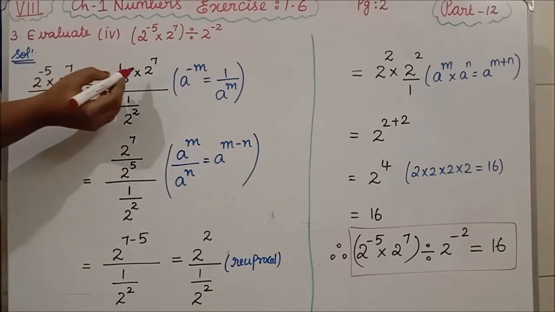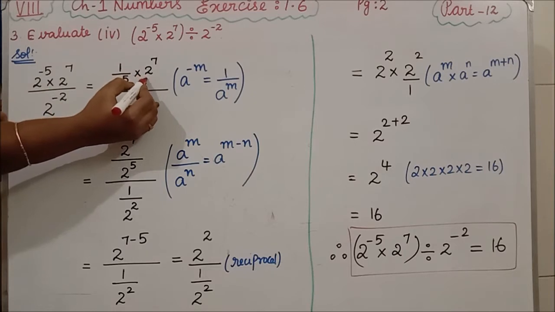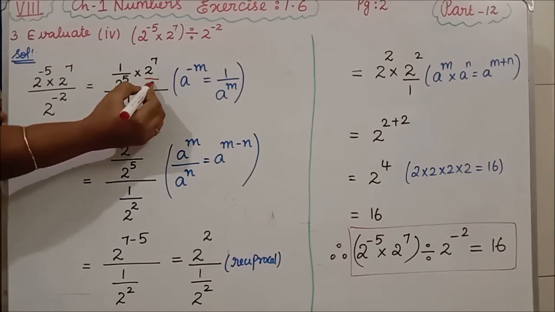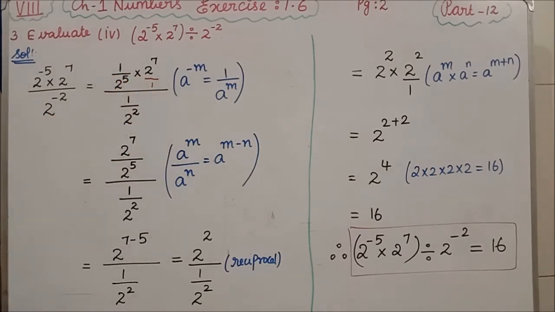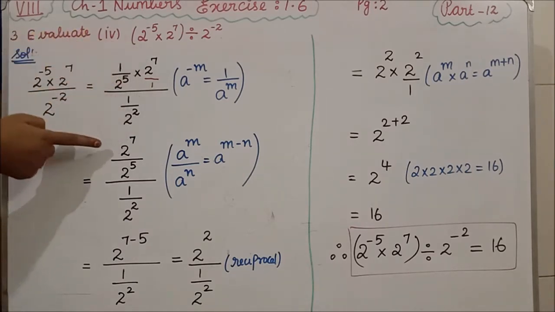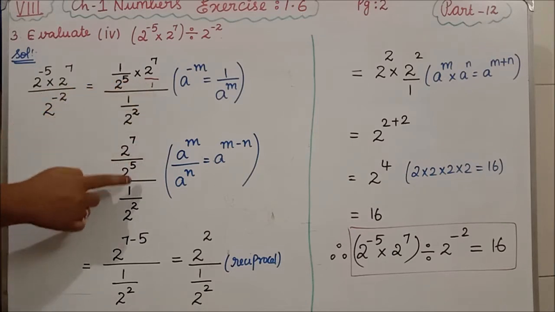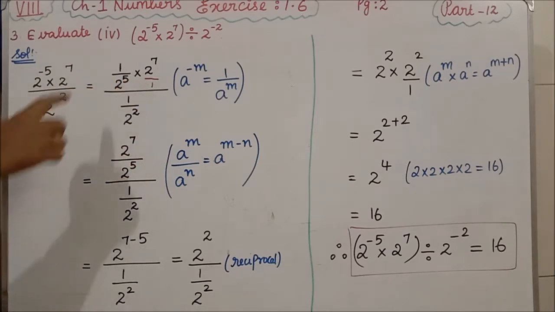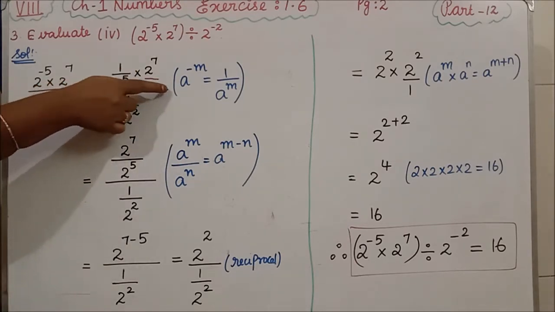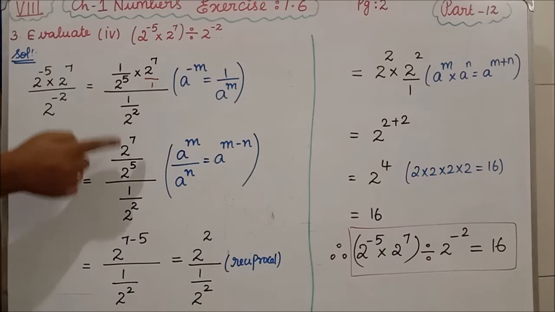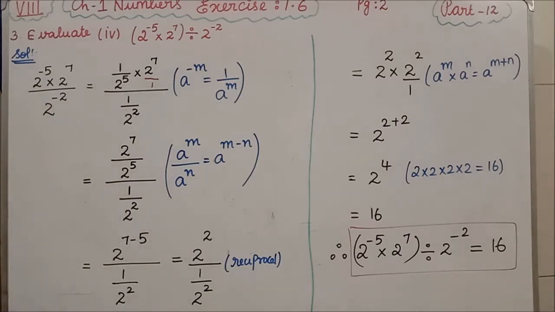Here, for 2 power 7, do we have a denominator? We are not having a denominator, so we have to consider it as 1. So 1 into 2 power 7 is 2 power 7, divided by 2 power 5 into 1 is 2 power 5. Straightly I am multiplying here, then divided. So 1 divided by 2 square I am writing.